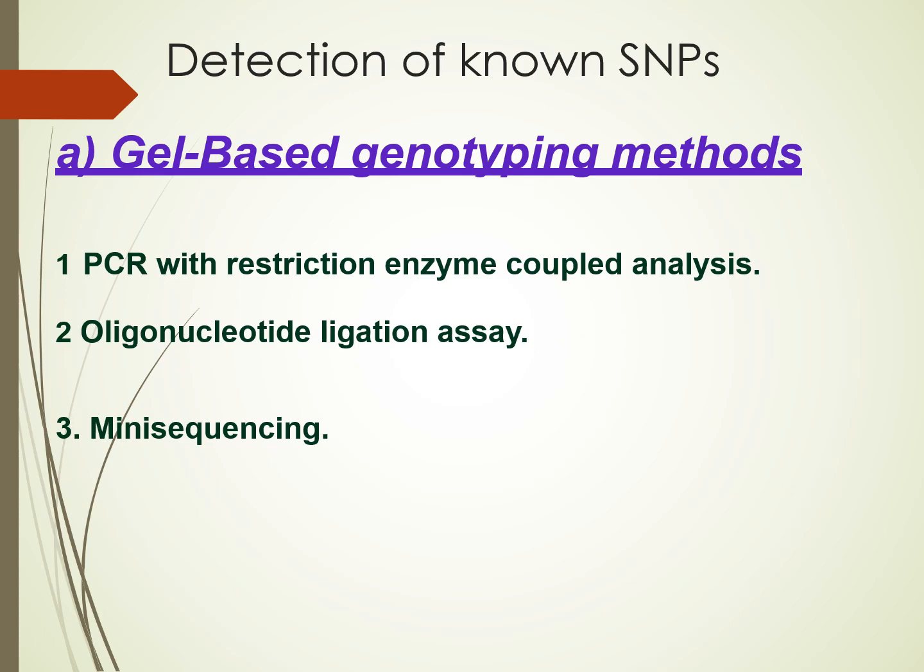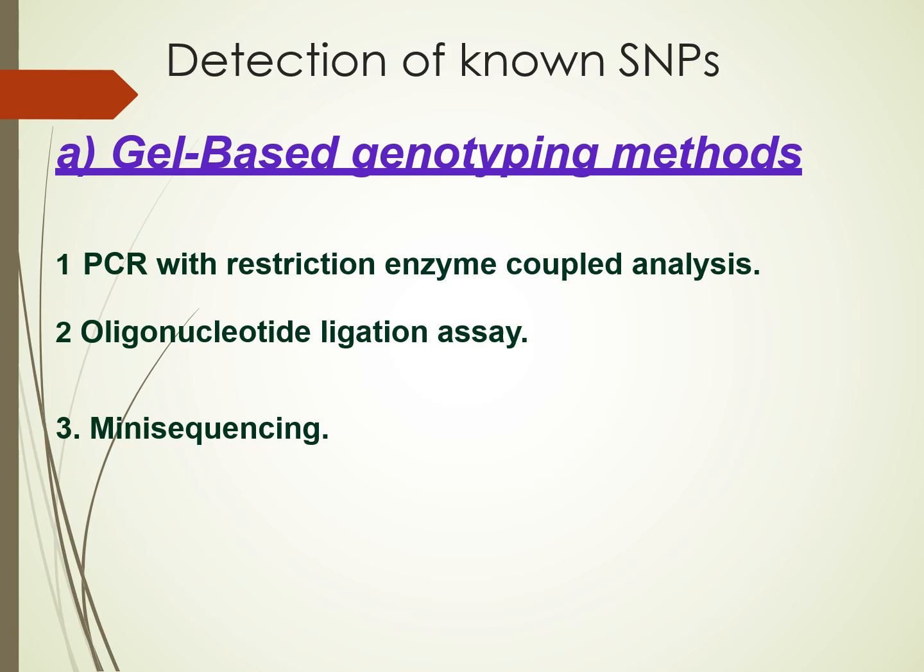You amplify the particular region of the DNA where you are looking for the SNP. So you amplify it with the help of PCR, and then you digest the PCR product. If the SNP is present at the restriction site, then there will be two types of allele. One type of allele will have an intact restriction site, and after restriction, however many restriction sites are present, that many fragments will be produced.